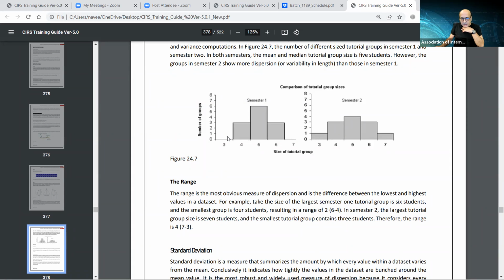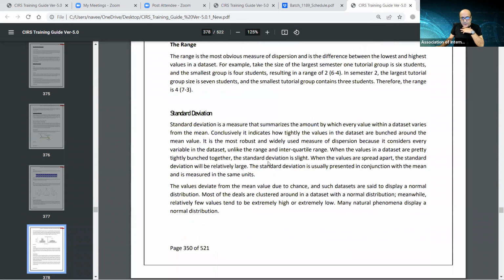Deviation from the first semester to the second semester, you could see the deviation is more compared to the first one, because in this part, where you have 3 groups, no students got enrolled. So the deviation or dispersion is also analyzed from looking at the chart.